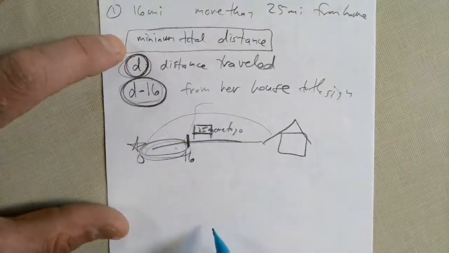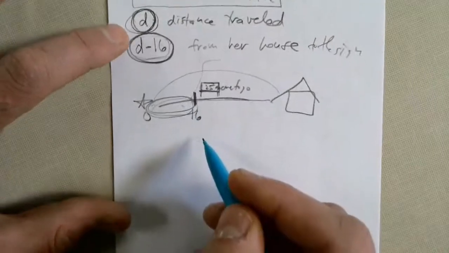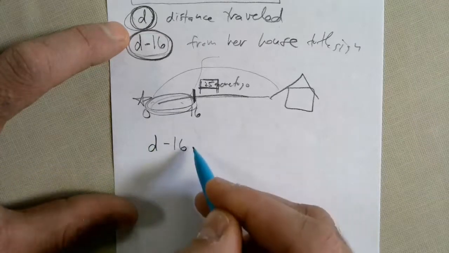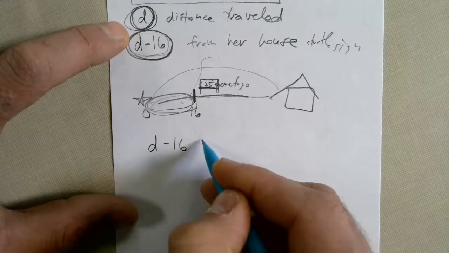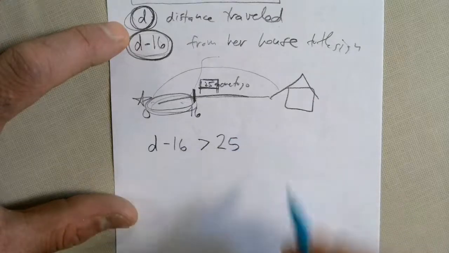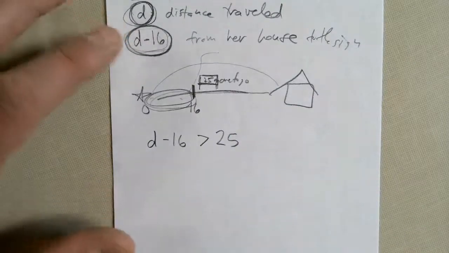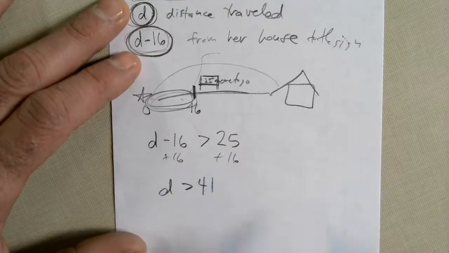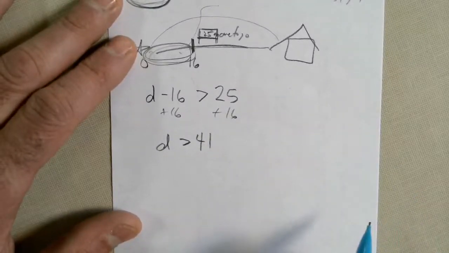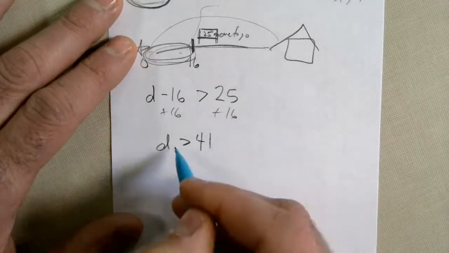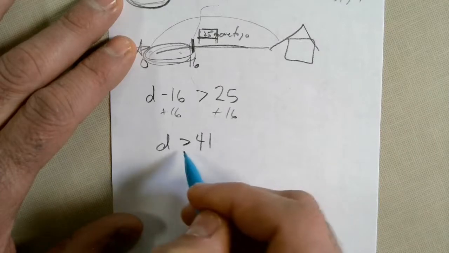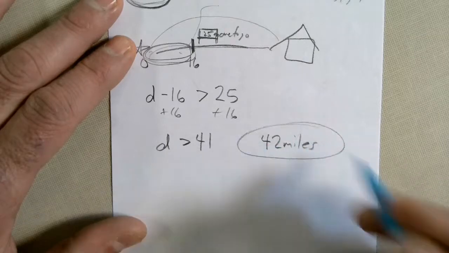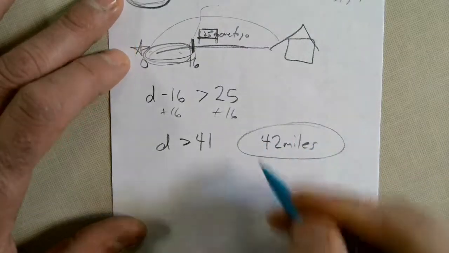Then we're going to represent the situation with an inequality. We're going to say that the distance from the sign to her house is more than 25 miles. Okay, so now we can solve it. So the distance that she goes has to be more than 41 miles. Notice it can't be equal to 41 miles. So the smallest number that she can go is 42 miles. Okay, that's it. We solved it. Let's do another one.